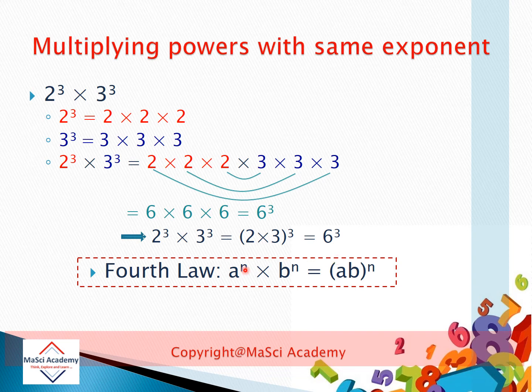This is called the fourth law of exponents. Any number a to the power n multiplied by any number b to the power n becomes the product of a and b whole to the power n.